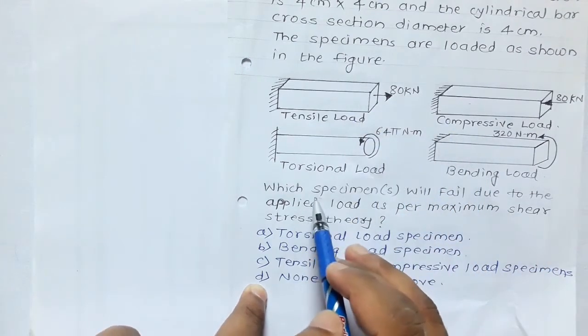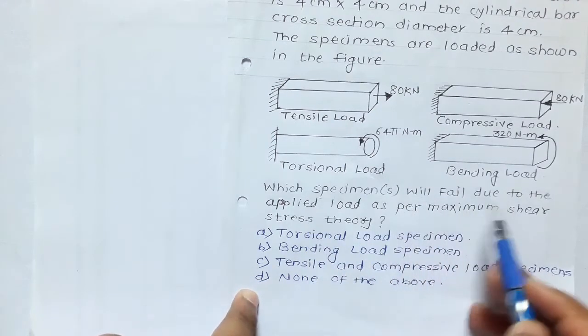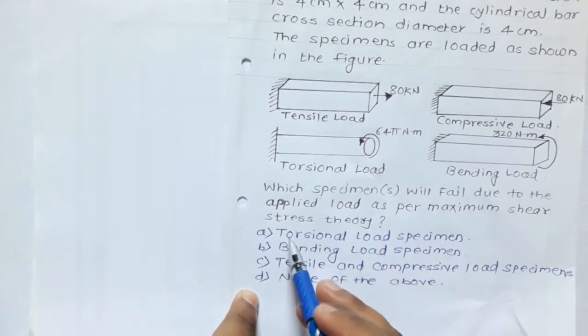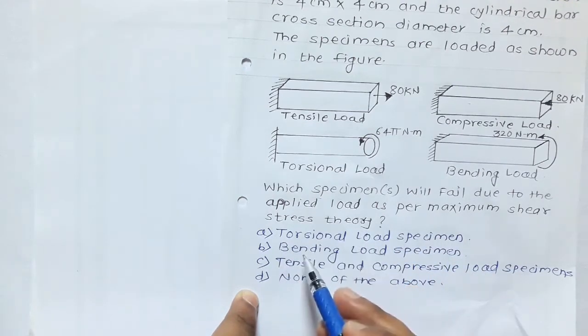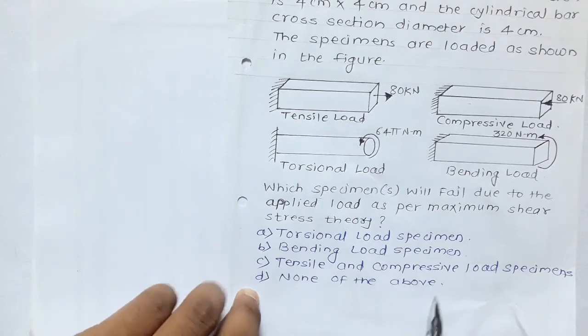specimens. And it is asked in the next line, which specimen or specimens will fail due to applied load as per maximum shear stress theory. And these are the options: A, torsional load specimen; B, bending load specimen; C, tensile and compressive load specimens; and D, none of the above. Okay, so these are the options.